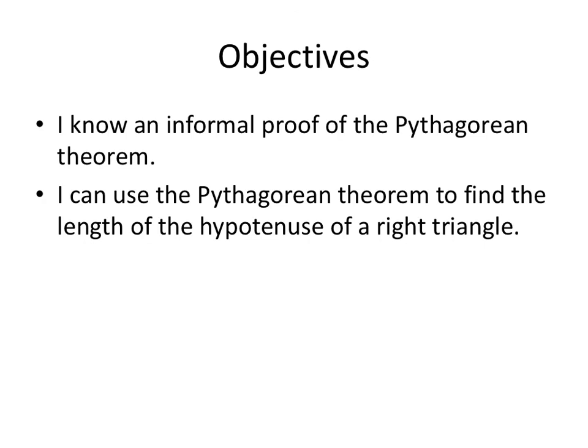So here's the objectives again for lesson 15 real quick. I know an informal proof of the Pythagorean Theorem. If we use the squares, it kind of looks like a windmill, so it's called the Windmill Proof. And then I can use the Pythagorean Theorem to find the length of the hypotenuse of a right triangle, which is what we just barely did.